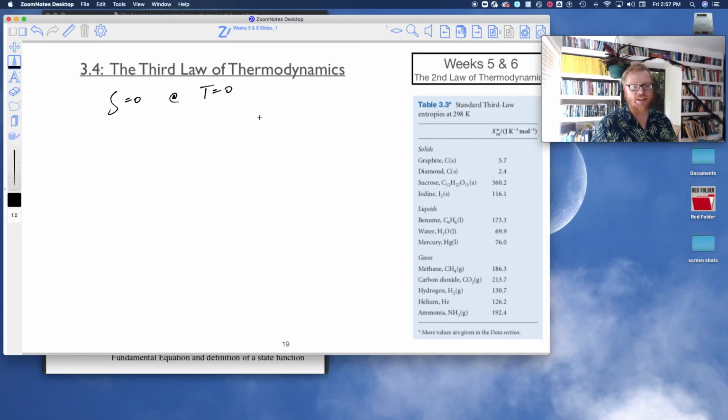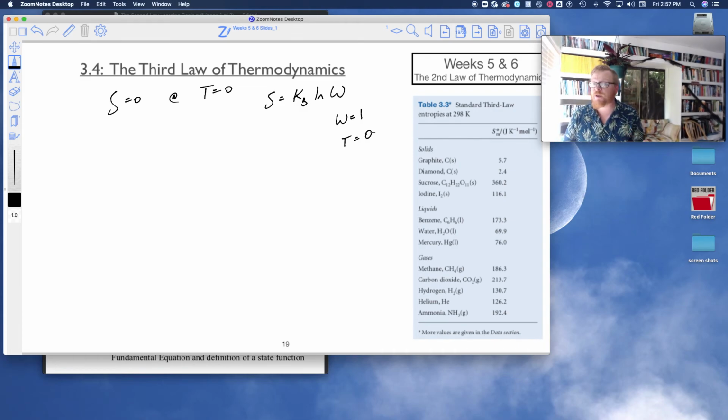And this comes from the statistical definition of entropy, S equals KB natural log of W. And if we go into hideous detail with our molecular partition functions, we would find that W equals 1 when T equals 0. So there's only one state of the system at 0 Kelvin. And the natural log of 1 is 0, so this just gives us entropy equal to 0.